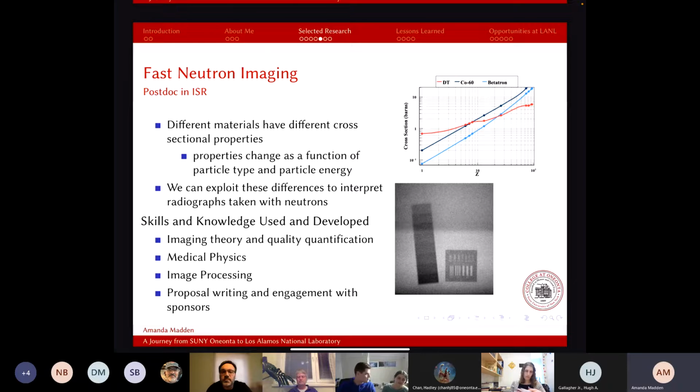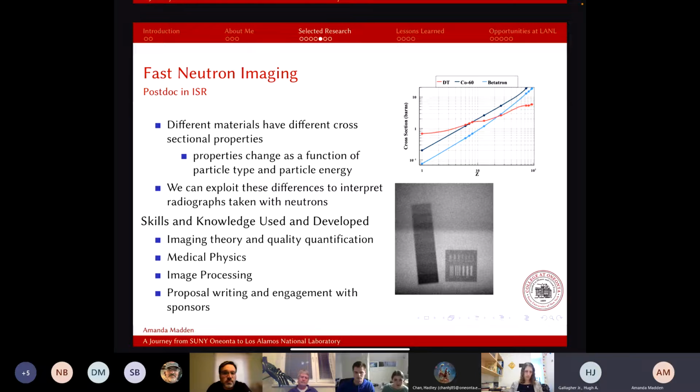So on the right, there's this plot where I've got 3 different colored lines, and I should have labeled these better for this audience. DT, these are 14 MeV neutrons, and then the dark blue line is looking at 1 MeV gamma rays, and then the light blue line is looking at 3 MeV gamma rays, so different energies and different particles. And on the x-axis, we're looking at Z, the Z of the material that we would be looking at.